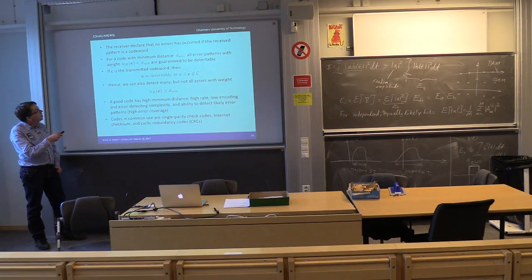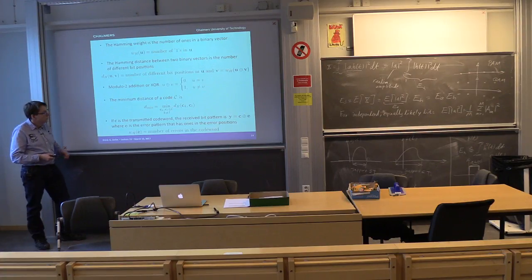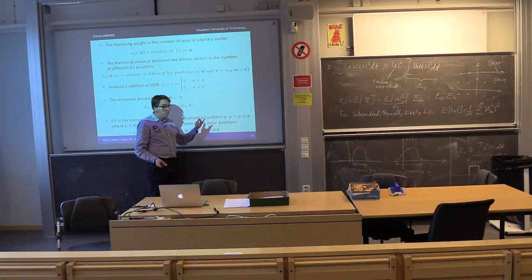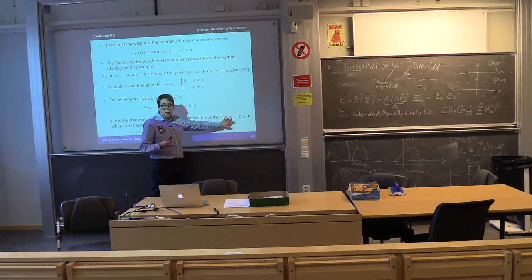The receiver declares that no errors have occurred if the received pattern is a code word. So for error detection, what we do is look at Y. Is Y a code word? Then we say no errors have occurred. If Y is not a code word, we say errors have occurred.